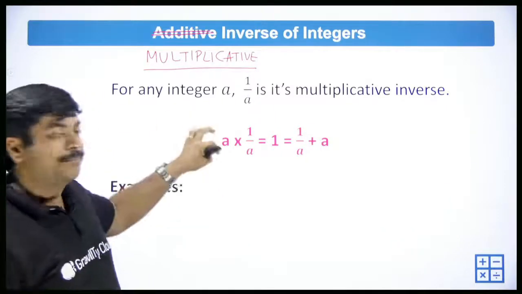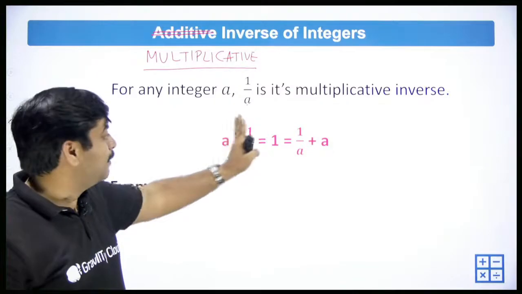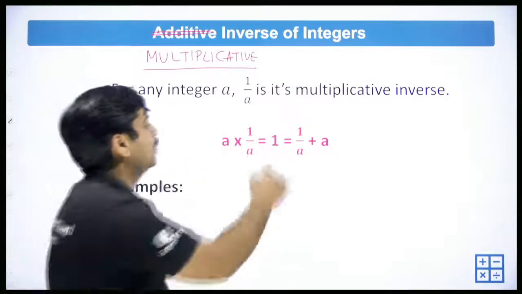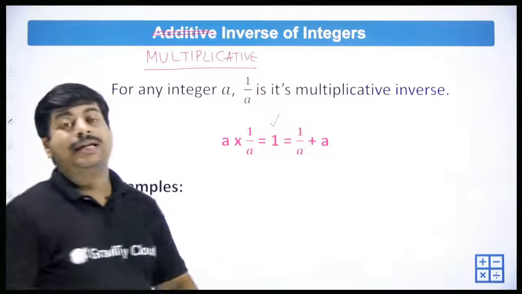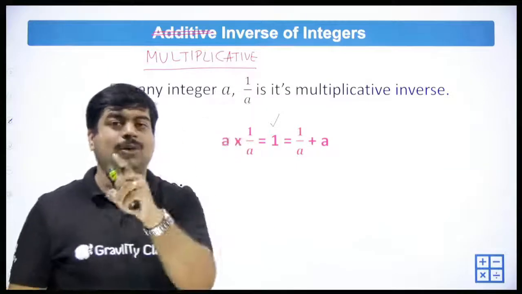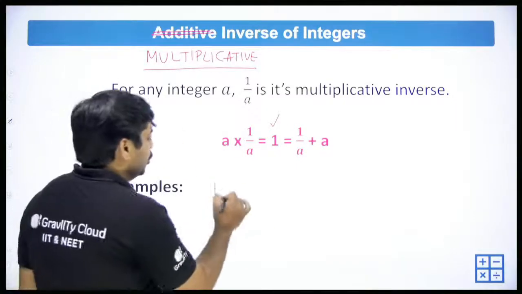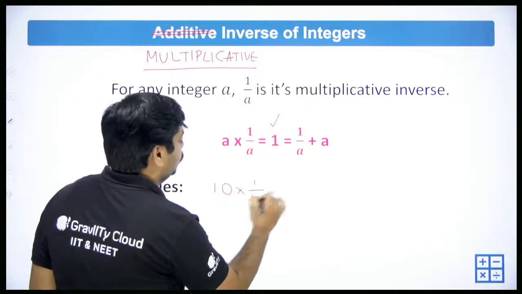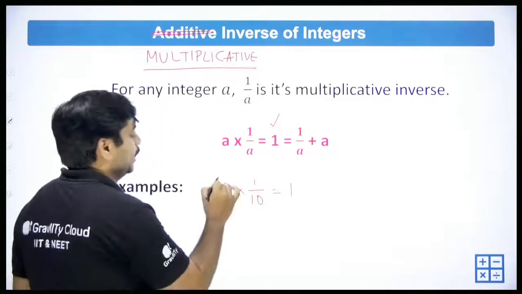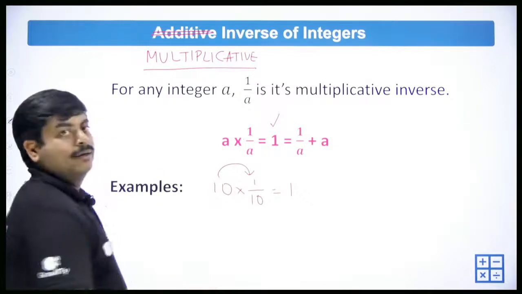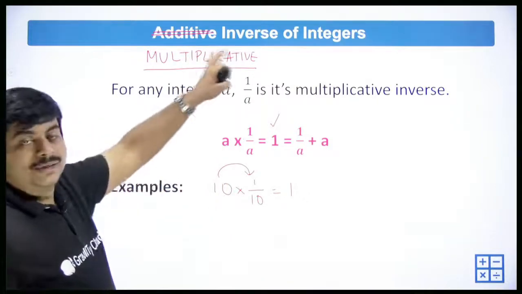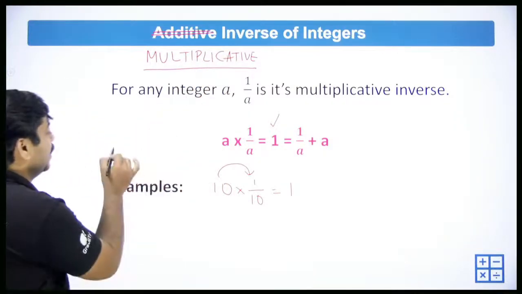For the number A, you need to multiply with some number so that you can get 1 back. In additive it is 0. In multiplicative it is 1. So for the number 10, you need to multiply by 1 by 10 to get the value 1. So for the number 10, 1 by 10 is the multiplicative inverse, or you can also say reciprocal.